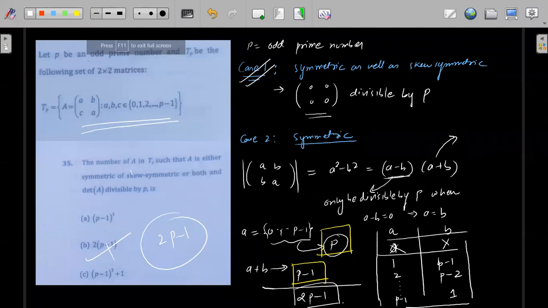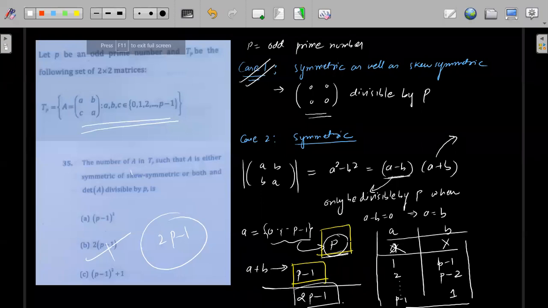When it is symmetric, we will have two cases, because symmetric we will have two forms. The determinant will break as a minus b into a plus b. We will see all the parts where a minus b is divisible. a minus b is only divisible when a is equal to b, so we will have a total number of cases as p. a plus b is only divisible when it is of the form 1, p minus 1, 2, p minus 2, and so on.